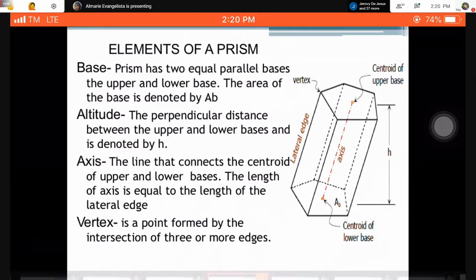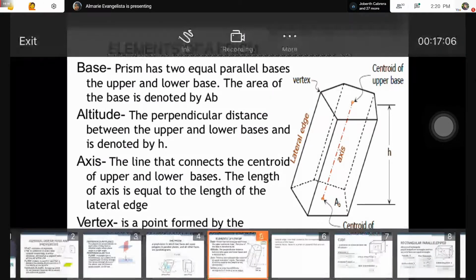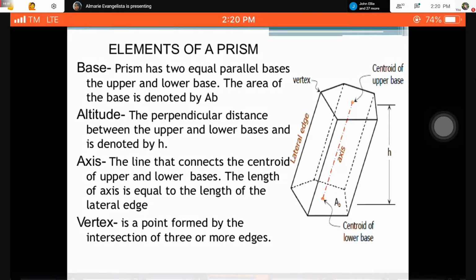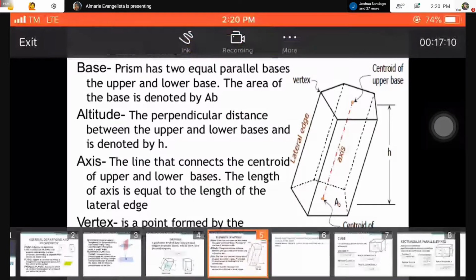Next is, dito naman tayo sa elements of a prism. So, number one is base. Ito yung pinakamahalaga sa lahat ng part ng prism. Kasi kung wala to, hindi mabubuo yung prism. So, yon. Meron tayong upper and lower base. So, prism has two equal parallel bases, the upper and lower base. The area of the base is denoted by AB.